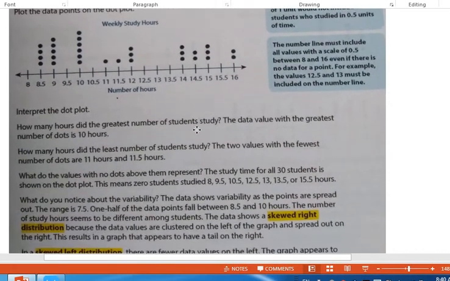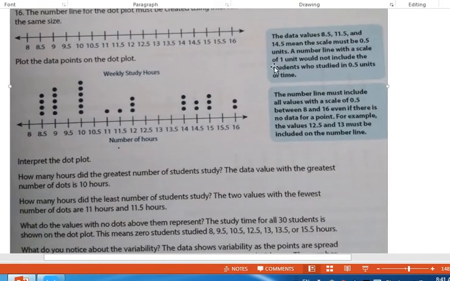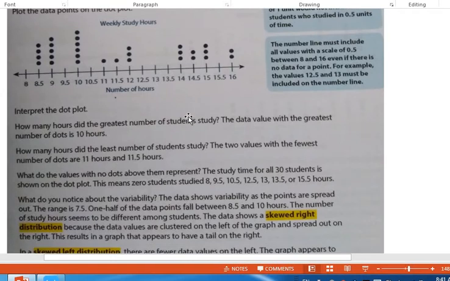Okay, dear students, how are you today? The data values 8.5, 11.5, and 14.5 mean the scale must be 0.5. As I told you, a number line with a scale of 1 unit would not include the students who studied in 0.5 units of time. This is an important note. The number line must include all values with a scale of 0.5 between 8 and 16, even if there is no data for a point. For example, the values 12.5 and 13, as we mentioned, are included on the number line.